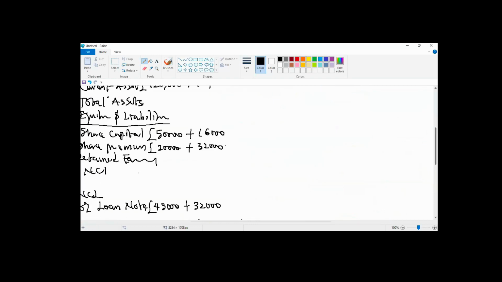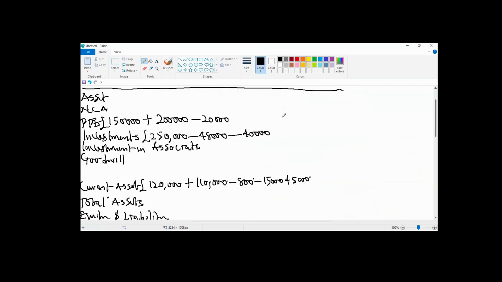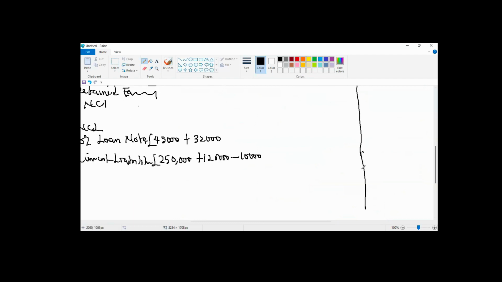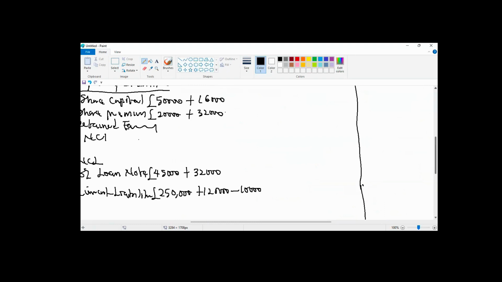Let's see here, 17, 40, 52,000, 66,000. What is the figure for the retained earnings? 179,385.